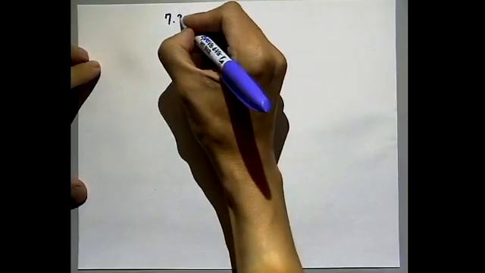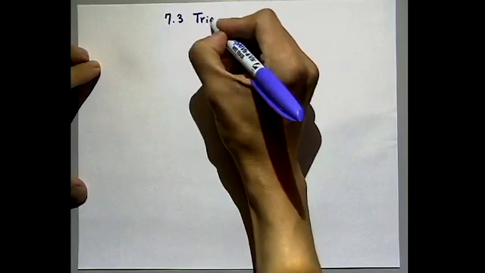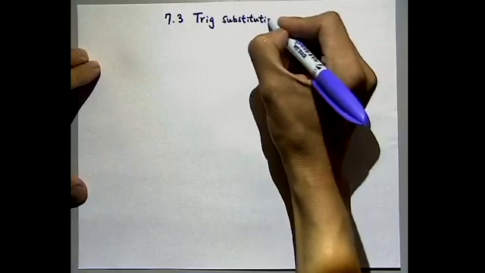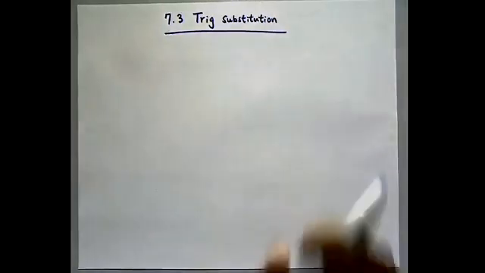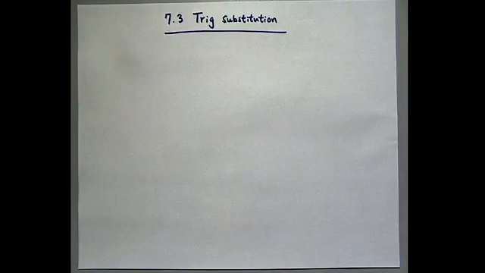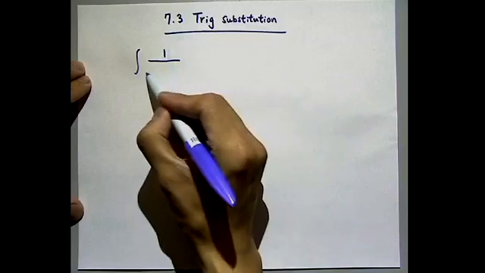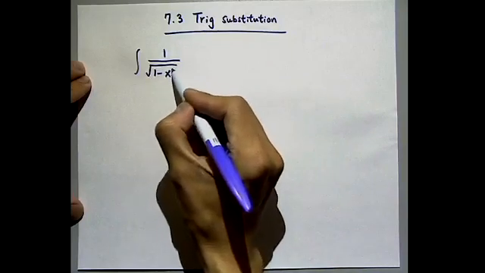Okay, today we're going to look at section 7.3. And the topic is on integrating with trig substitutions. There are many, many integrals that we can calculate using U substitution or integration by parts. But you run into a lot of integrals, like this one, for example.